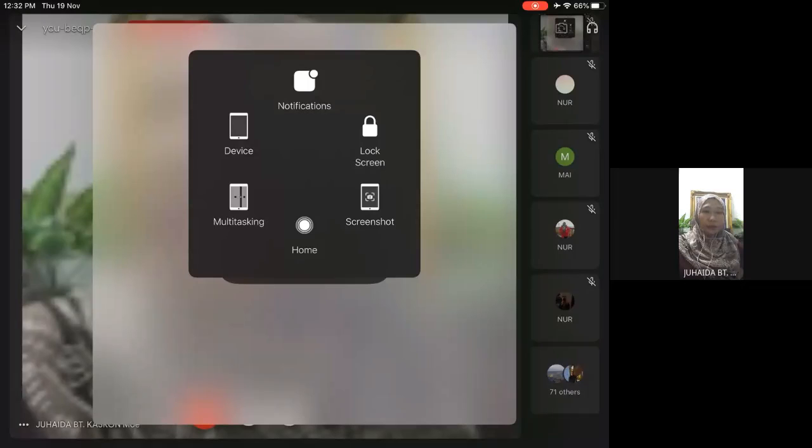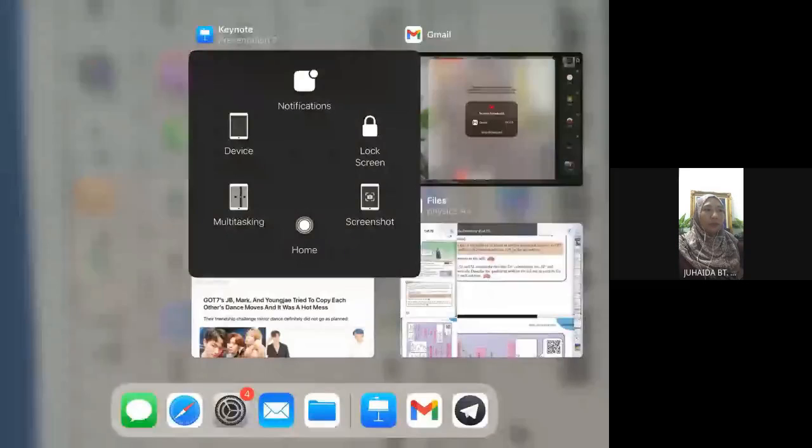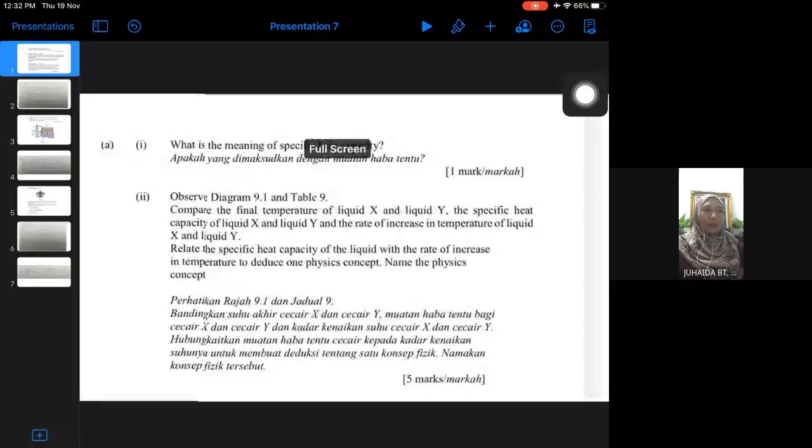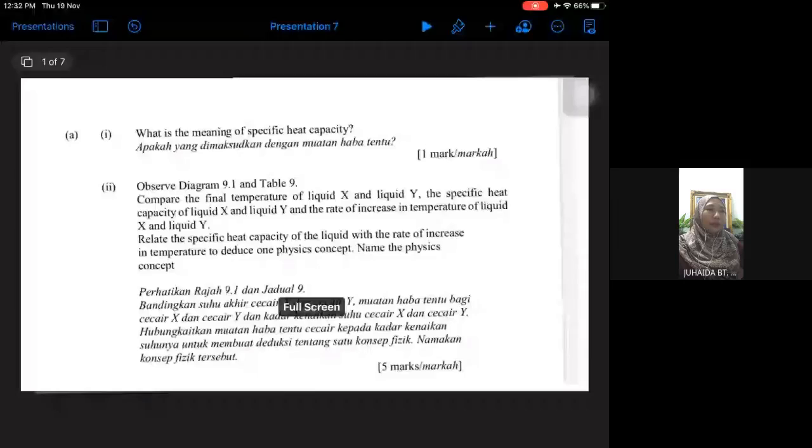Only 76 students here. Plus 25 plus 26. 81. Question 9 is about heat. Come on, we don't have much time. It's okay lah, it's okay.